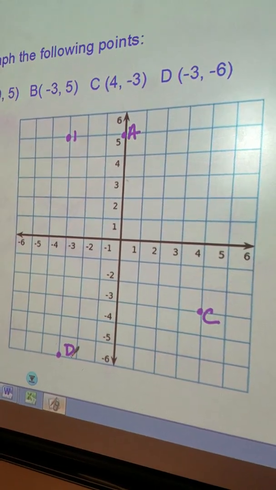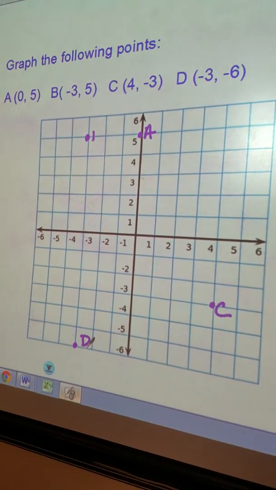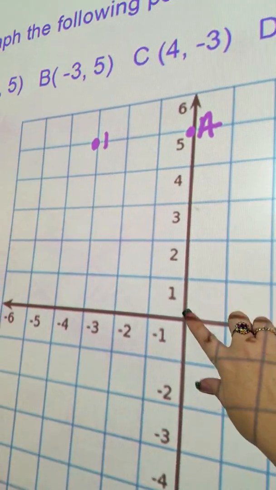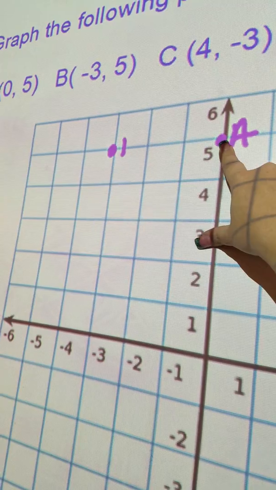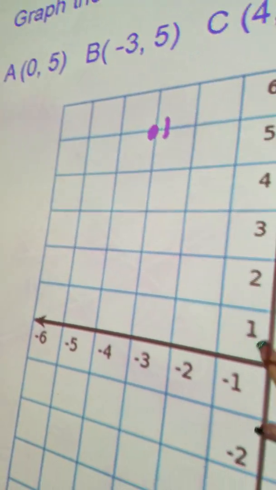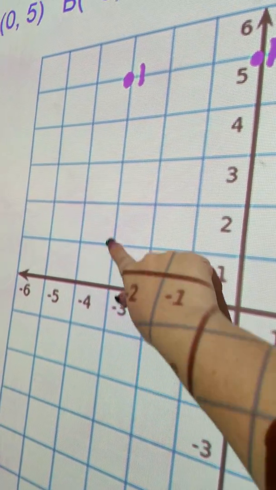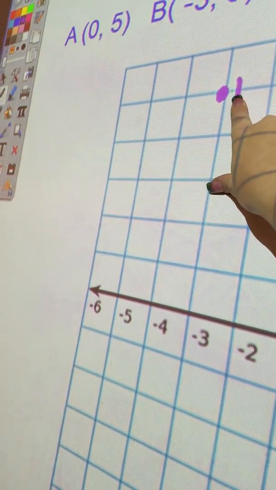For today, you're going to need to know how to graph points. And so I have 3 points on the board. The first one is (0, 5). You start at 0. You go up 5, put a dot. Second one is (-3, 5). That means that you're going to go in the left direction because it's negative. Then you're going to go up 5, and that is your B.